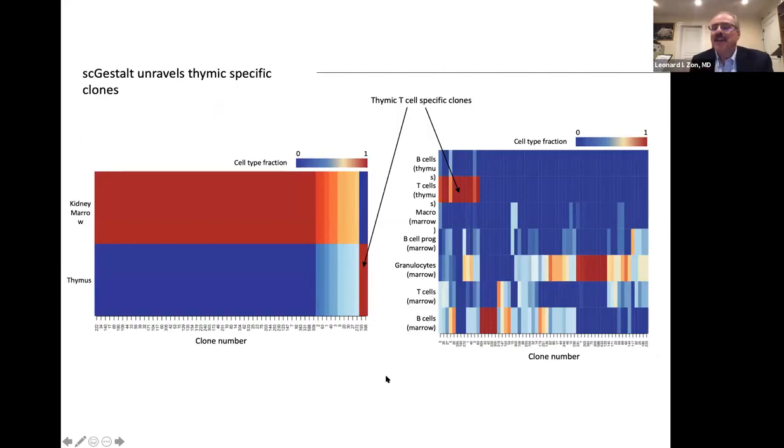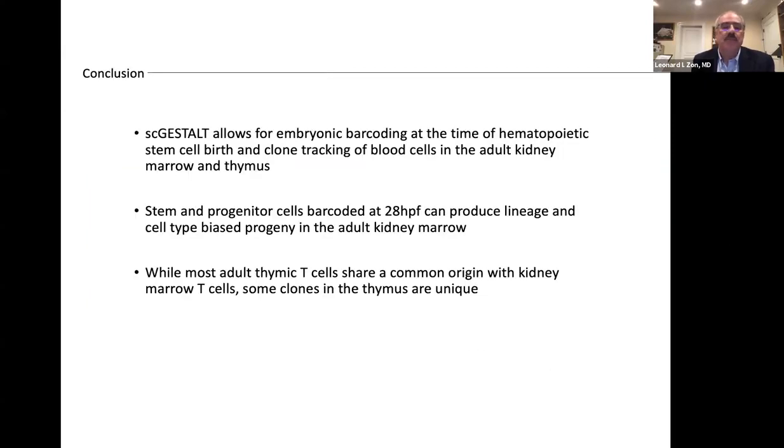I asked a bunch of my friends who are immunologists what the result should be. Should all of the clones in the thymus be represented by the marrow? And there was a 50-50 split in terms of opinions. So I think our data actually answers a fundamental question, that there are clones from fetal life that just generate the lymphocytes, and they are lymphocyte specific clones.